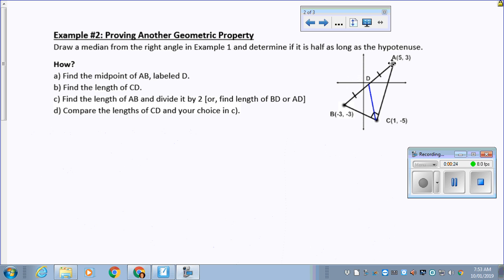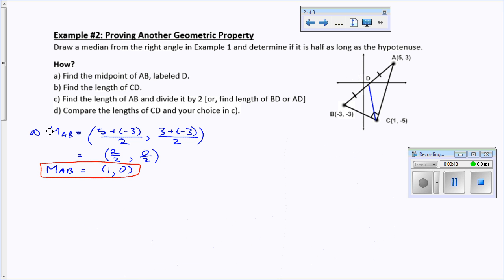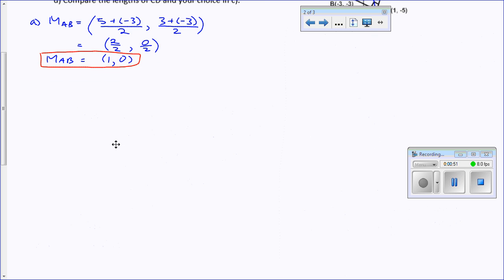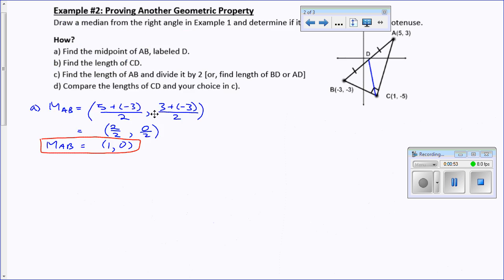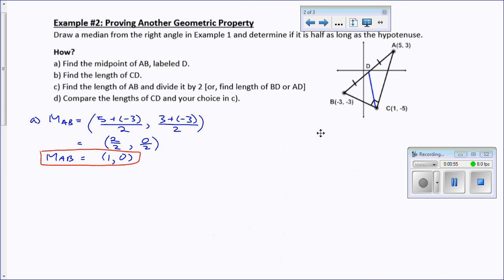We're going to prove that the median is actually half of the distance of the hypotenuse. So imagine that we didn't know what the median was. We'd have to calculate the midpoint, and we label it D. So if we actually calculated it, the midpoint of AB is going to be D, and we just go through this calculation here.